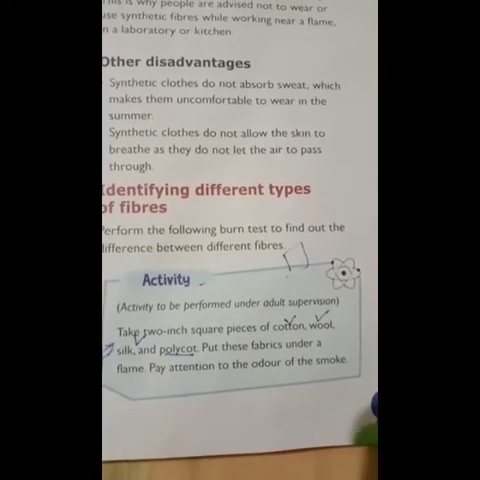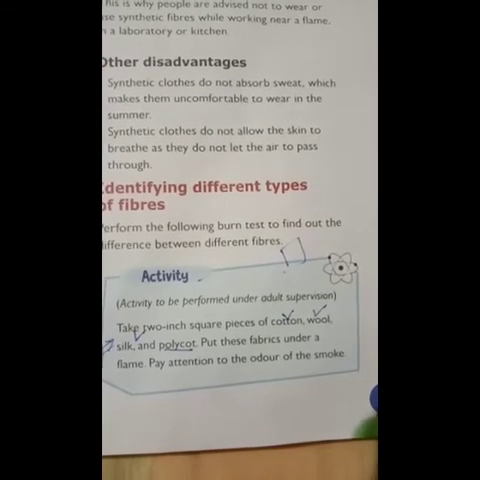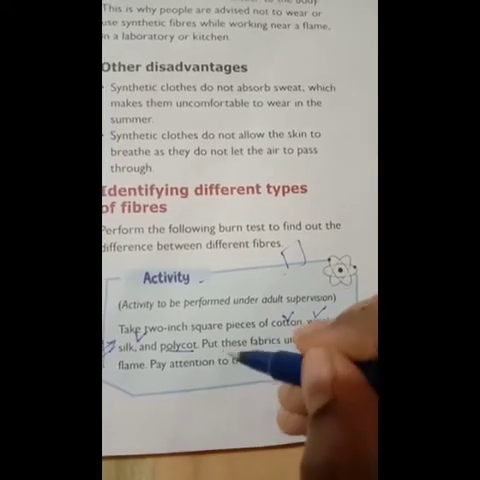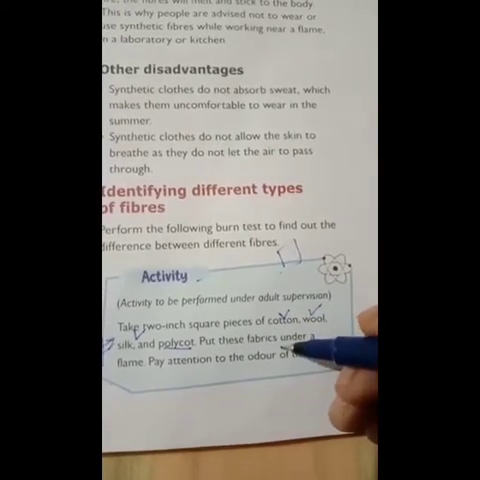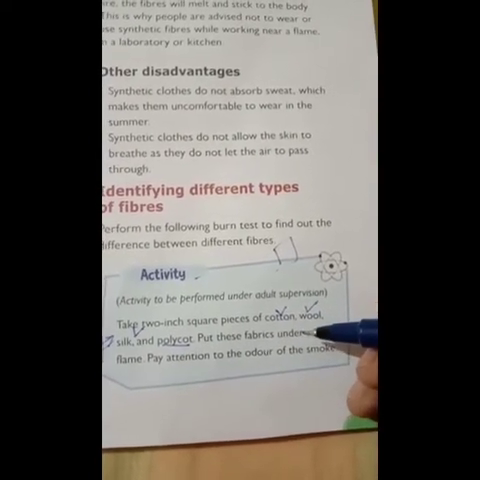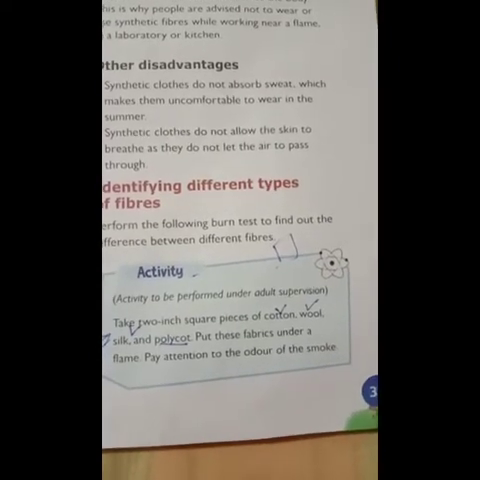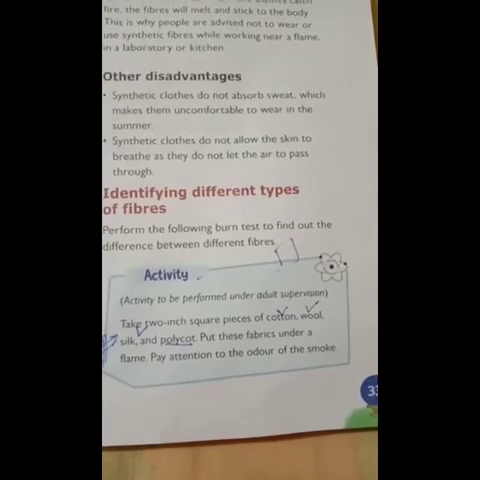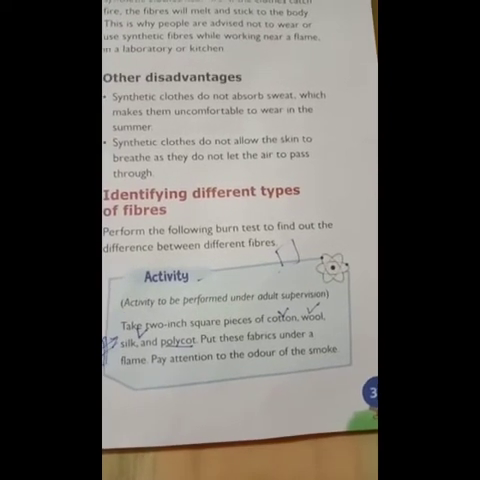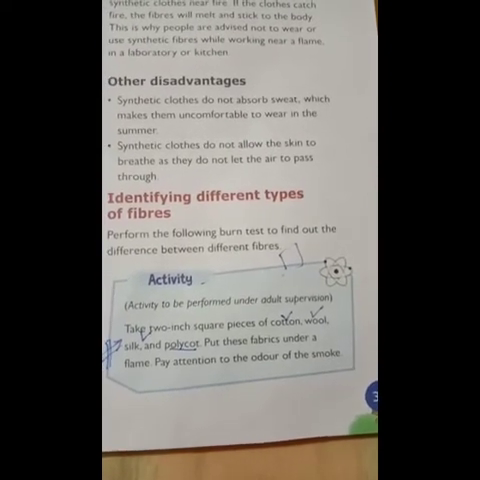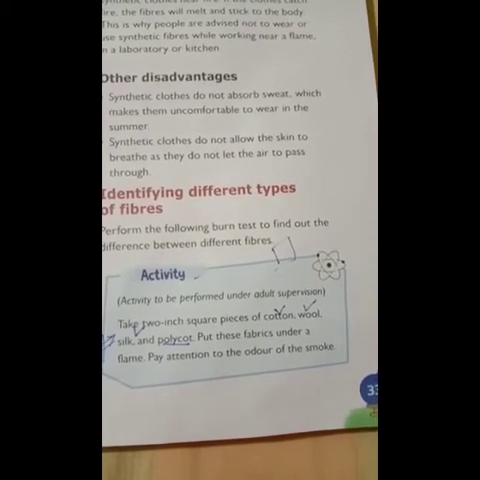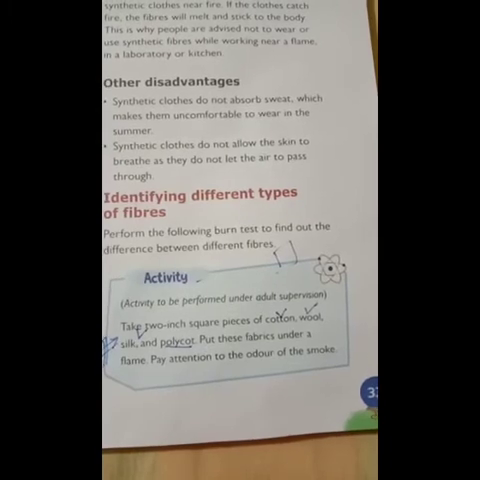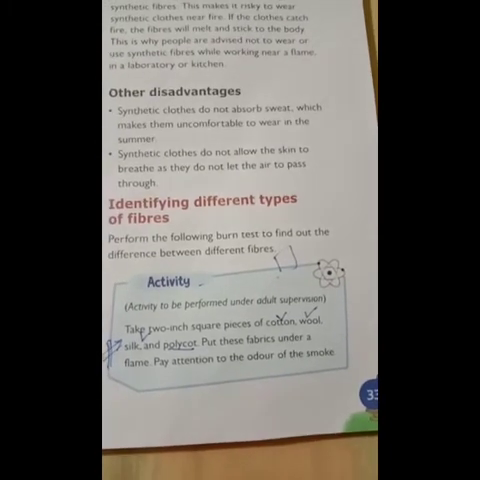Put these fabrics under a flame. We need to take the fibers and put these fabrics under a flame. Next, pay attention to the odor of the smoke. After putting these fabrics under the flame, you need to smell them. Odor in the sense smell. You need to know how it smells.